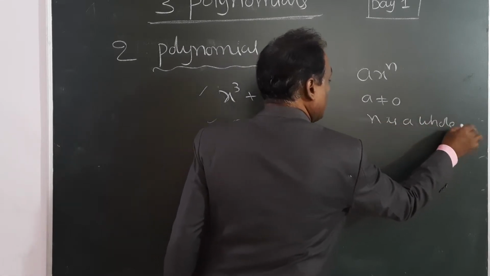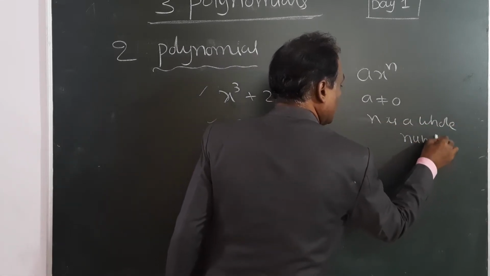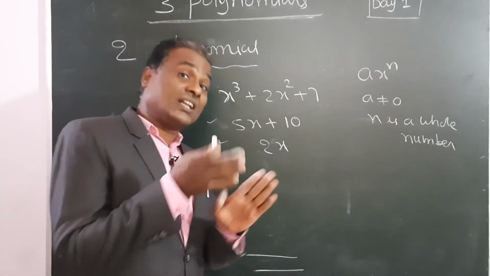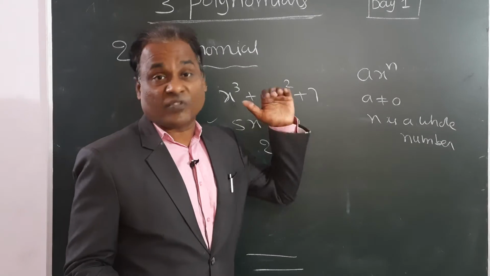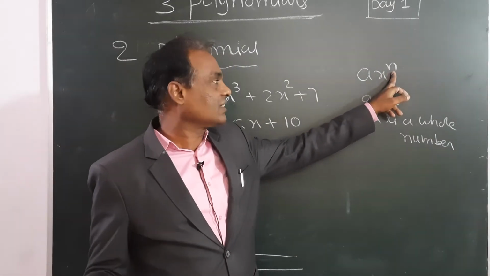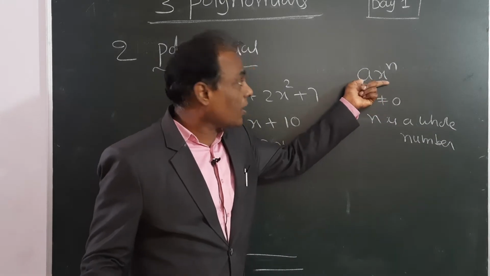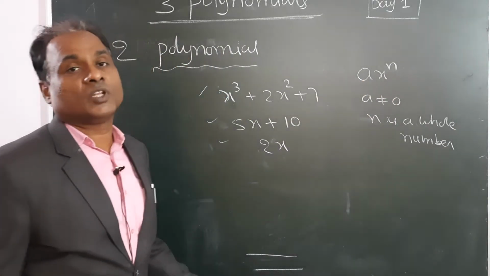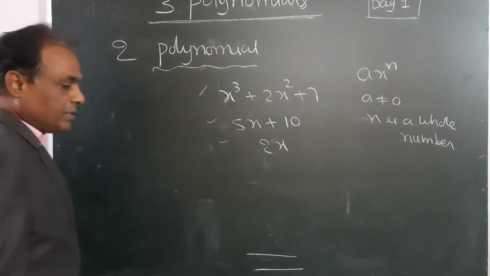This power should be a whole number. See, if the power is a whole number, the power should not be a negative number, and it should not be a fraction. It may be 0 or 1, 2, 3, 4, like that, any number. This type of algebraic expression is called a polynomial. Write down. Polynomial definition.